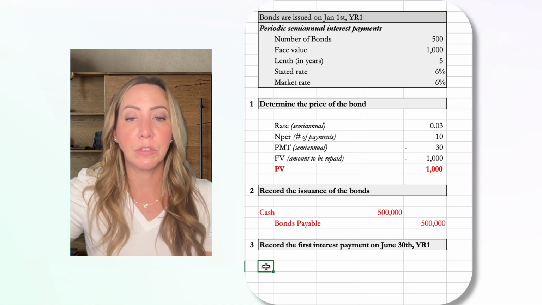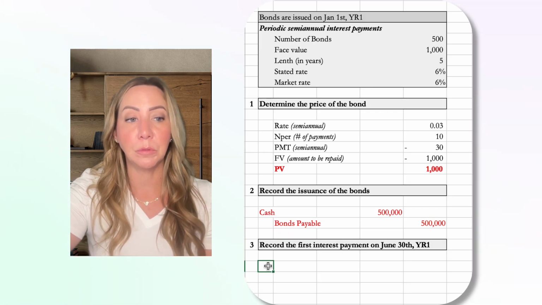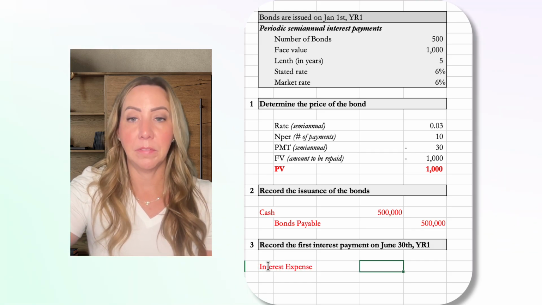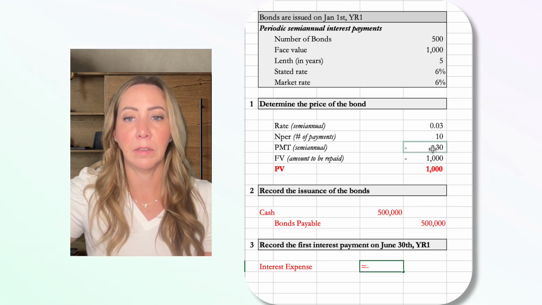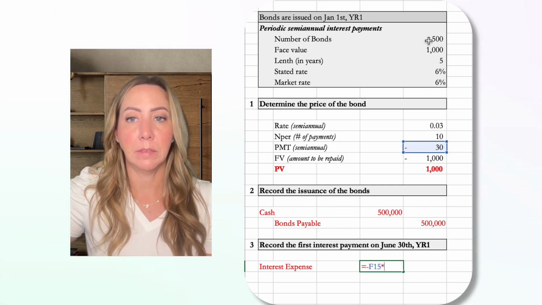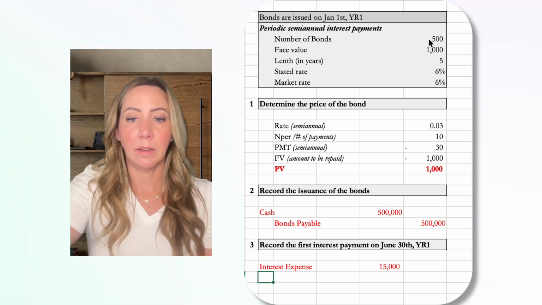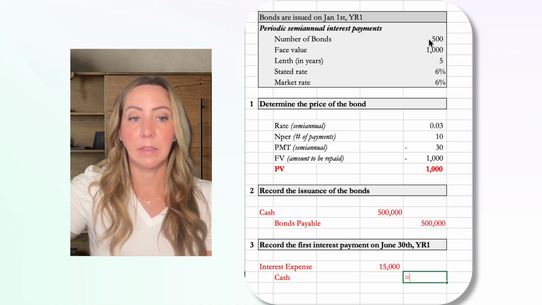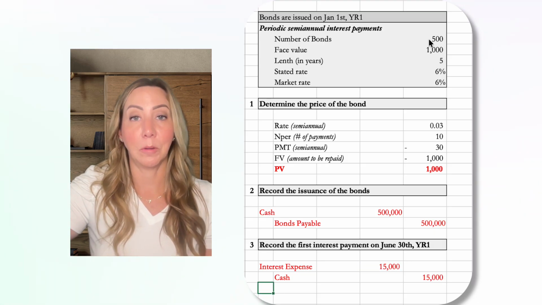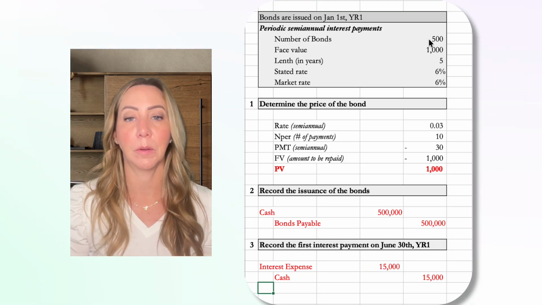Then I'm going to record the first interest payment that will happen in 6 months on June 30th of year 1. So I'm going to debit interest expense for the amount of that payment. And that is, I'm going to make it an absolute value of $30 times 500 bonds. And I will credit cash. So in this case, my cash payment is equal to the amount of interest expense that I'm going to recognize. The stated rate equals the market rate. Everything is simple, and the carrying value of the bonds will stay $500,000 for the entire 5-year period.